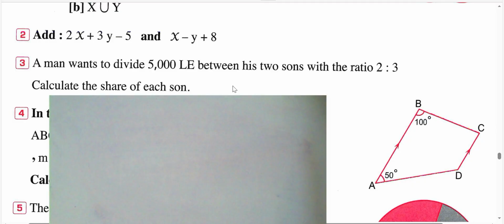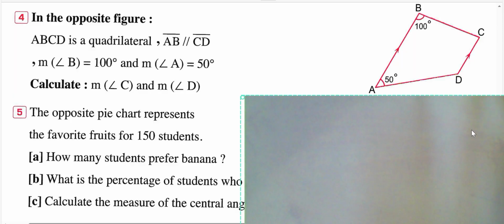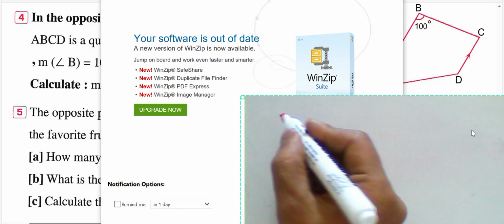Next question. Number 4. In the opposite figure, you want to find the measure of angle C and measure of angle D. Okay, we have here AB parallel to DC, and BC and AD are transversals. Then measure of angle B plus measure of angle C equal 180. We call them supplementary angles in the same direction of the transversal. And also here D plus A equal 180. Okay, I will write the steps first.